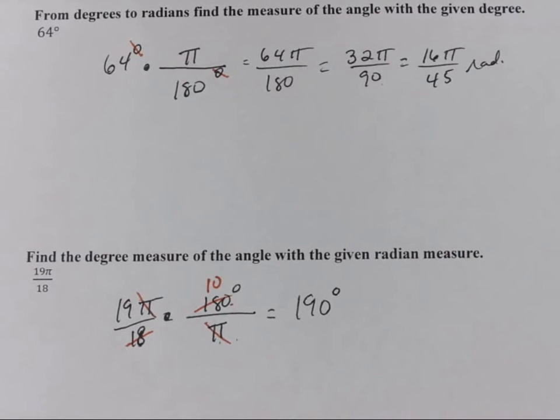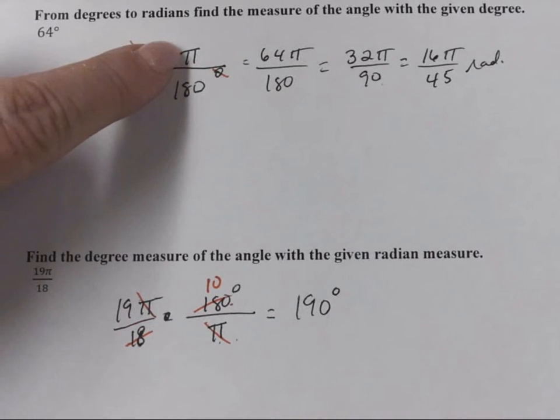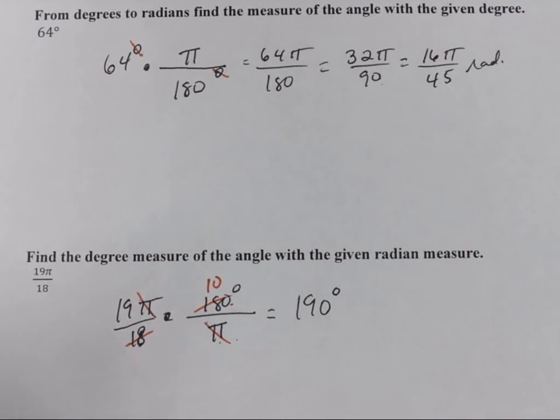And that's all that you need to remember is it pi over 180 or 180 over pi, depending on whether you want to change it from degrees to radians or radians to degrees.